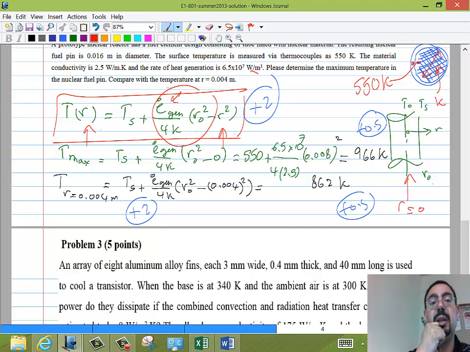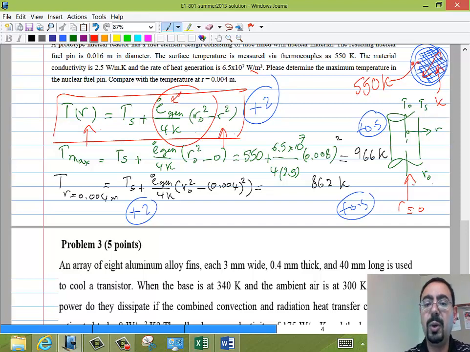All right, so what's remaining is that he would like to get the temperature at 2 locations. Did he ask? Yes: determine the maximum temperature in the nuclear fuel rod and compare with the temperature at R 0.004 meter. So at 2 locations. First he wants the maximum, and by looking at this equation, you can tell that the maximum would be when R is 0, because to make this term go up, you want R to be as small as possible. So the maximum will happen when R goes to 0, and that would be 966, just cancelling this R, or putting R equal to 0.